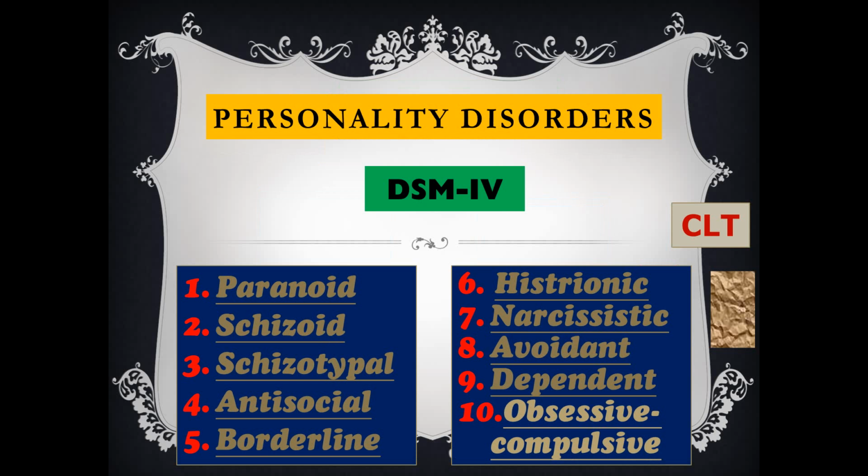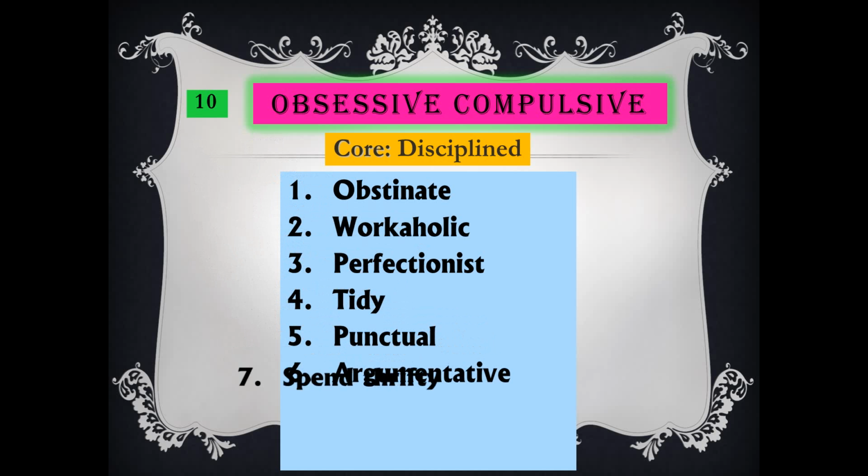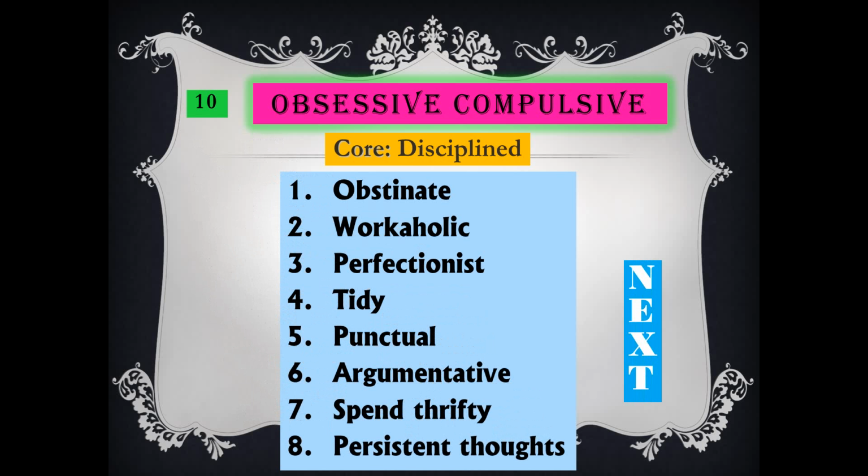Then finally obsessive compulsive. Now obsessive compulsive, these are the people who are obstinate, workaholic, working for long hours. Work is alcohol for them. Then perfectionist, tidy, very methodical, punctual, will always come in time. Those who are not punctual may not be OCD, obsessive compulsive.